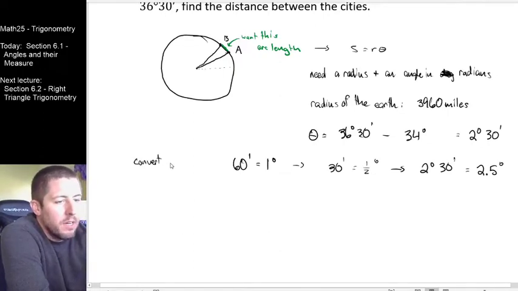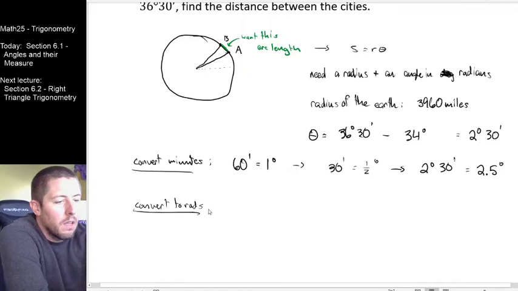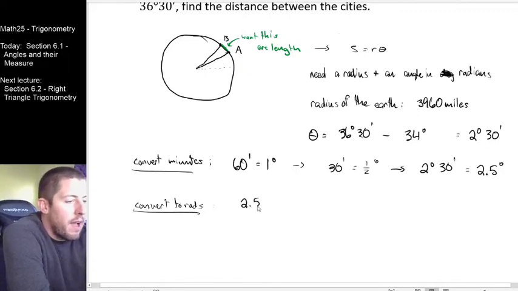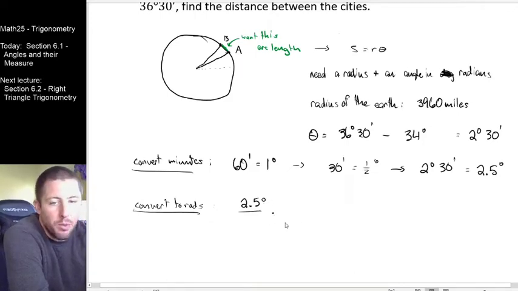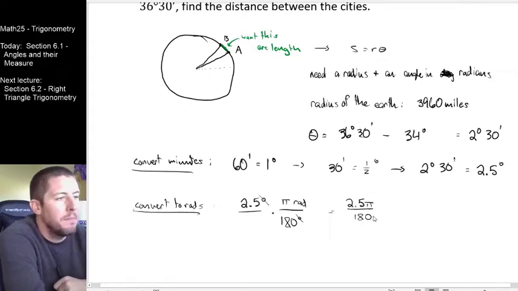So hold on, let me just make some notes here. Convert minutes. And now convert to radians. Now we get 2.5 degrees times, I know I want to cancel degrees and be left with radians, so I want my degree stuff on the bottom. That means I'll do 180 degrees on the bottom with pi radians on top, the two equivalent measurements. 180 degrees is pi radians. We get a cancel, cancel, and that leaves us with whatever 2.5 pi over 180 is going to be.